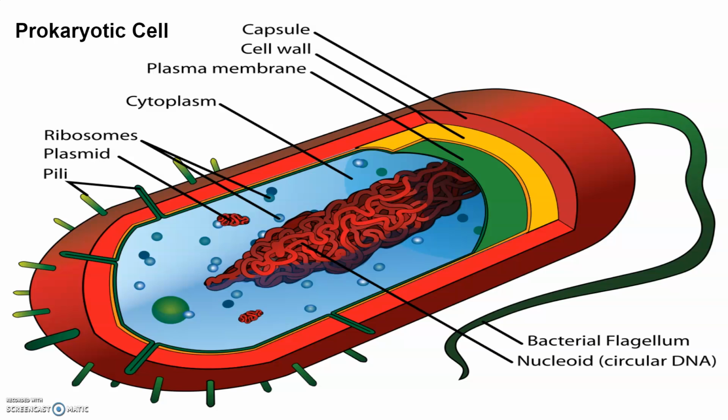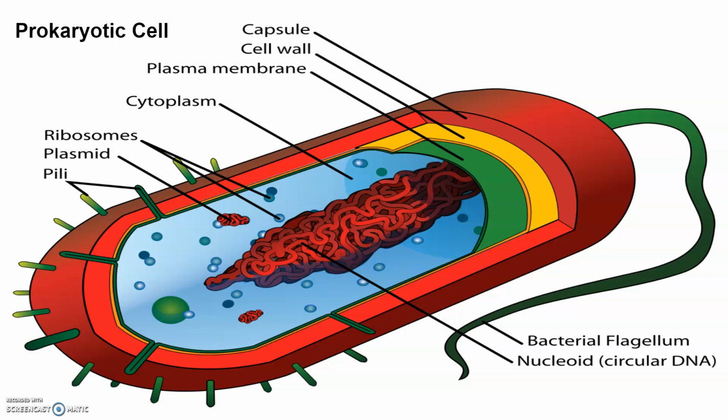Bacterial cells may be motile or non-motile, and if motile, they have a thin filamentous extension from their cell wall, and that is called a flagellum. A flagellum has a filament, hook, and a basal body, and the filament is the longer part that extends from the cell surface to the outside.